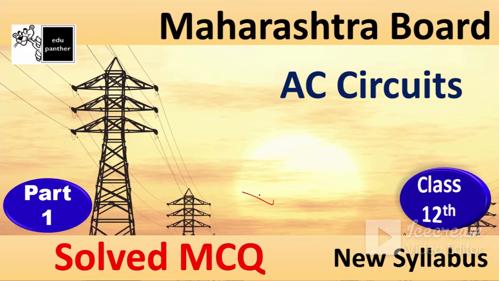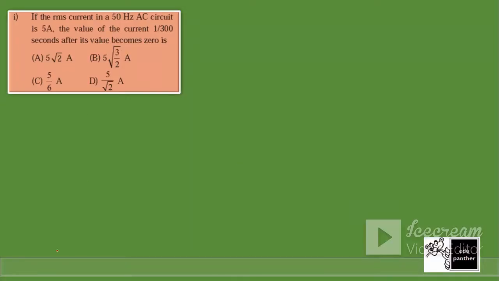AC full form is alternating current. Now the first question is: if the RMS current in a 50 Hertz AC circuit is 5 ampere, the value of the current 1/300 seconds after its value becomes 0 is what? So first write down the data. We have an AC source of frequency 50 Hertz, and the current flowing is 5 ampere.